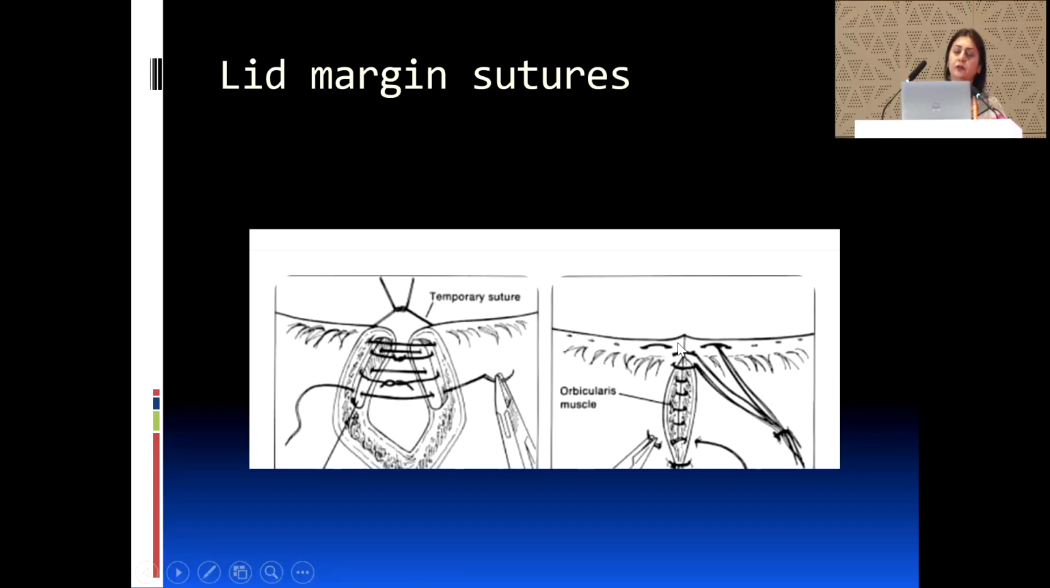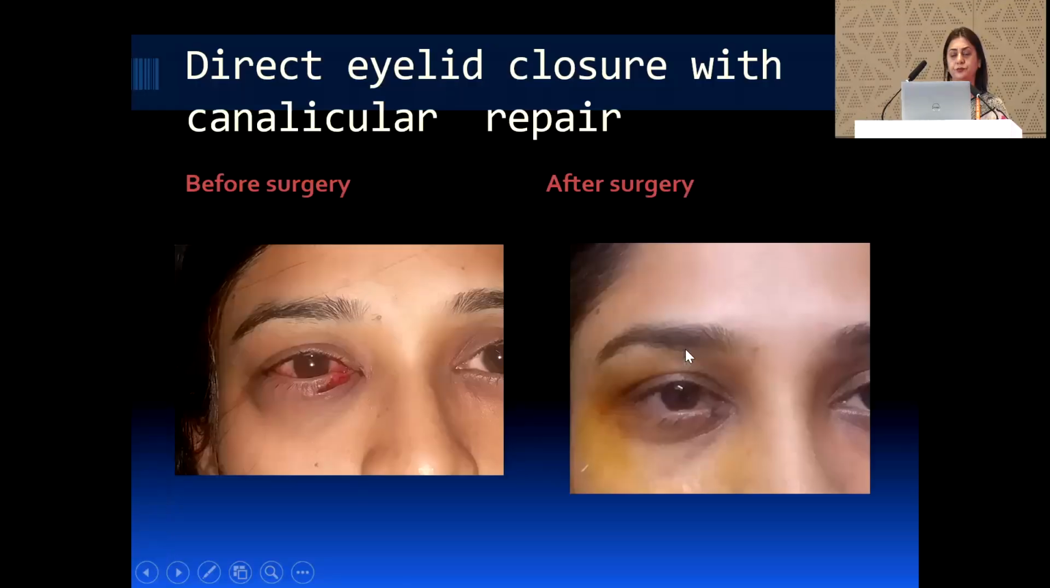And also, for good results, you should give the marginal sutures, one anterior and one posterior. Posterior where the conjunctiva starts, and anterior just behind the lashes.